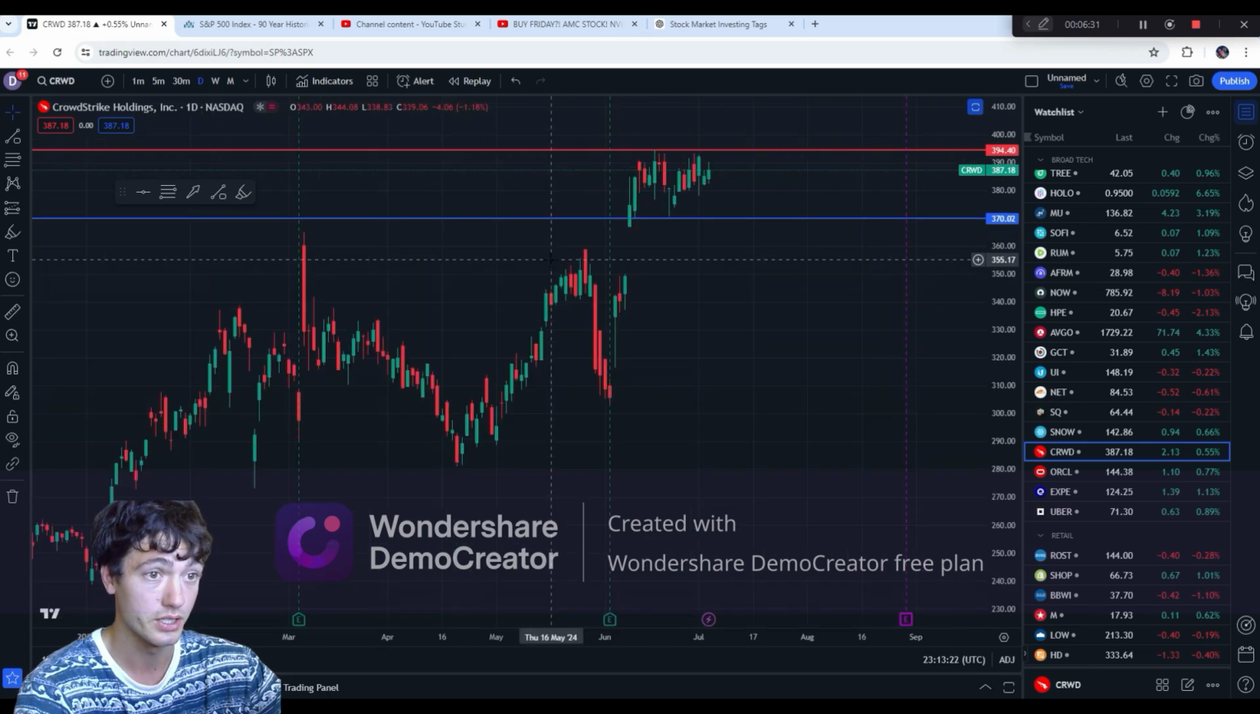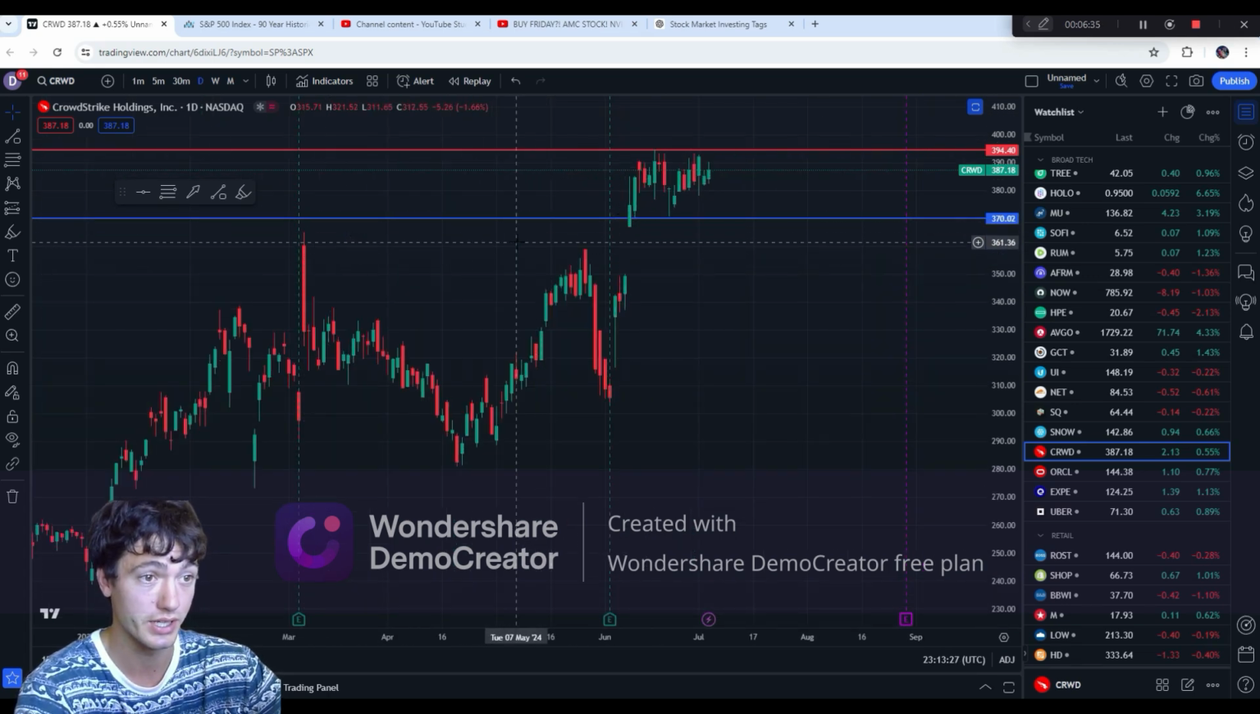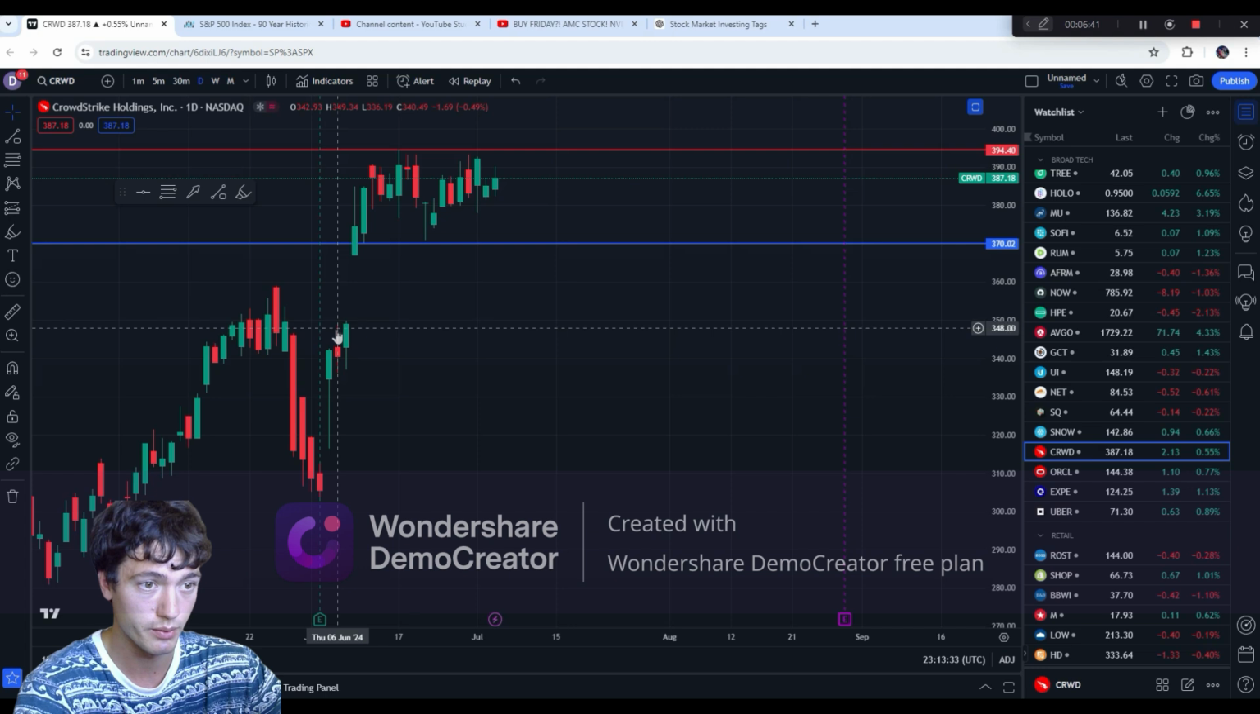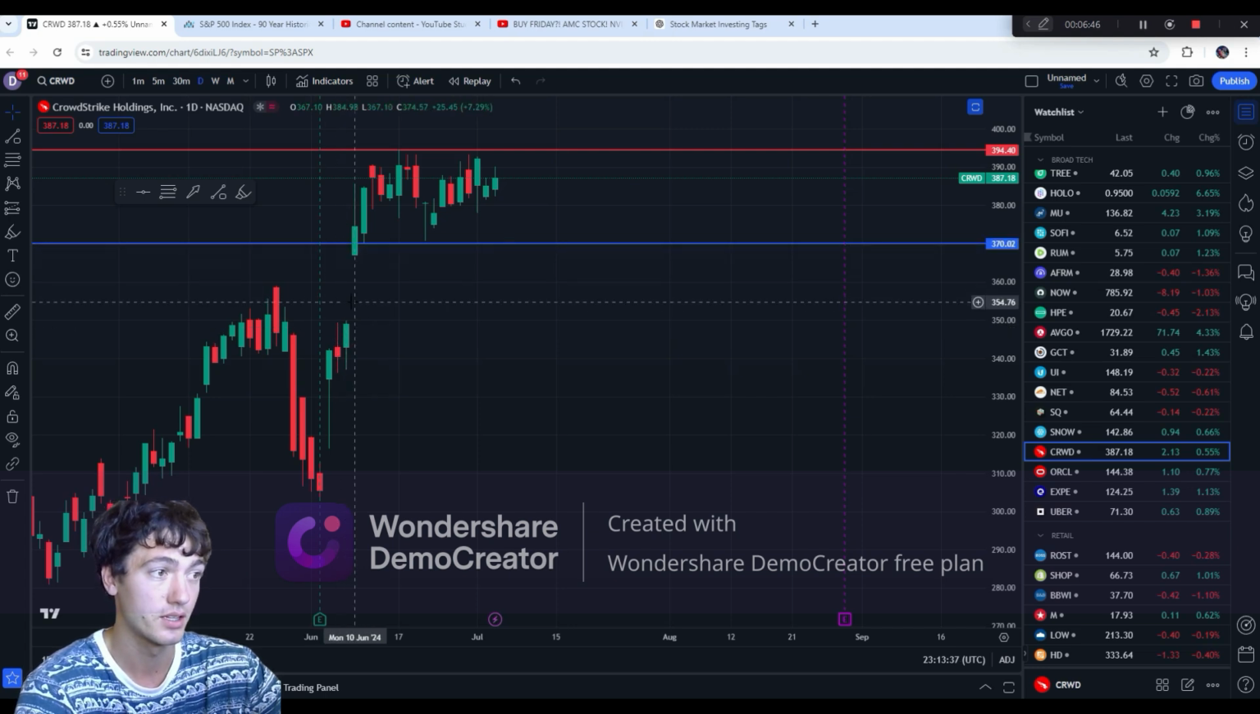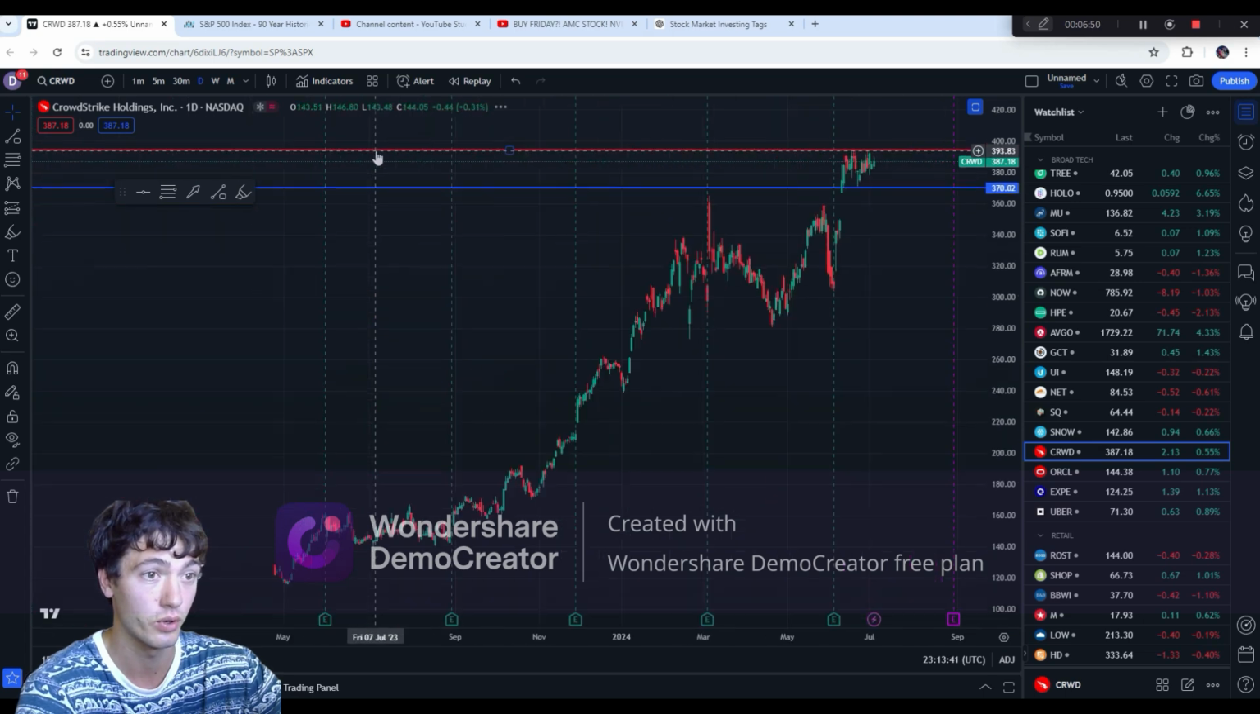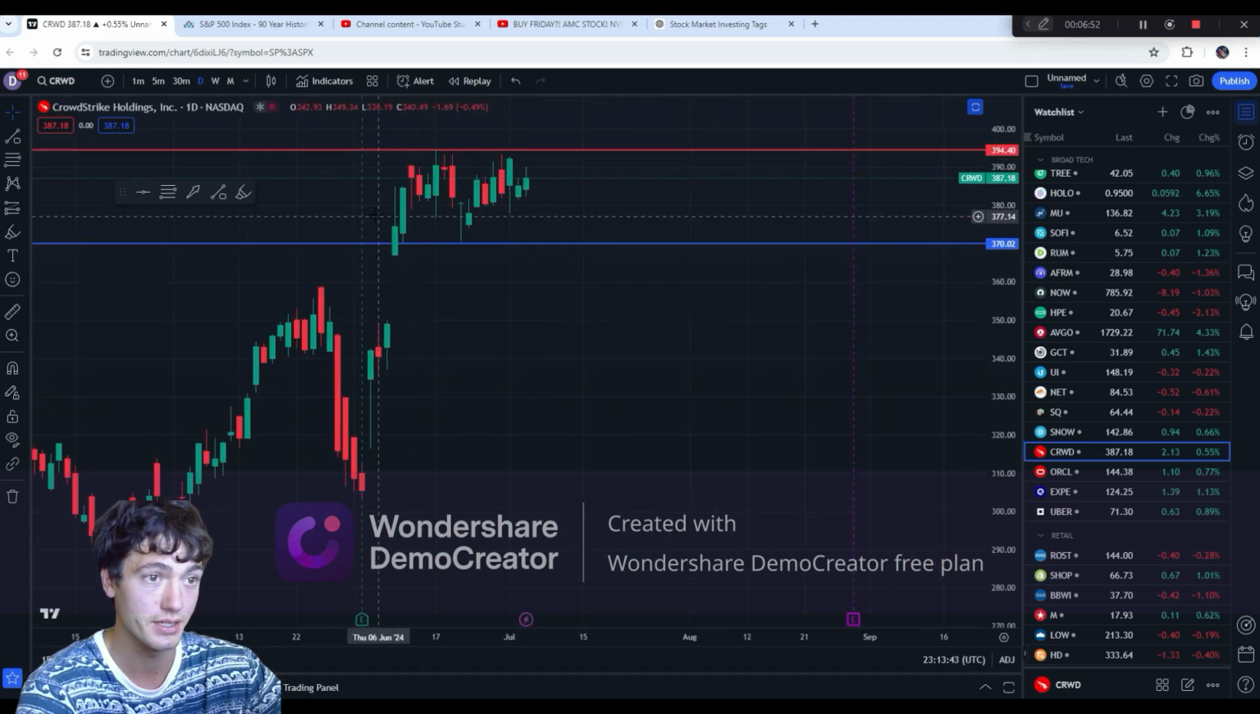CrowdStrike is a cybersecurity firm. So you see how back before we broke this level, this was used as resistance right around here. Resistance, up, down, resistance, up, down. And then we came in, we broke that resistance. Now it is support. 370. Boom. Up to our new resistance at 394. That was our all-time highs.